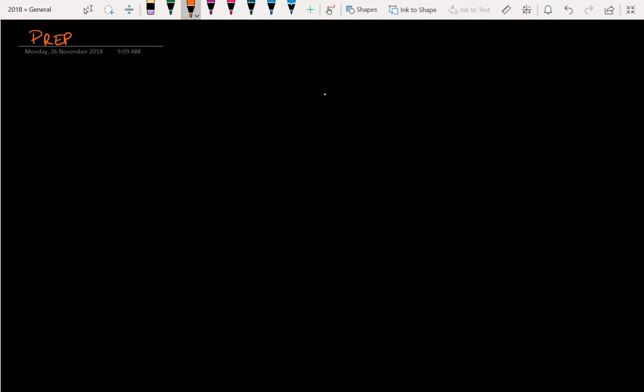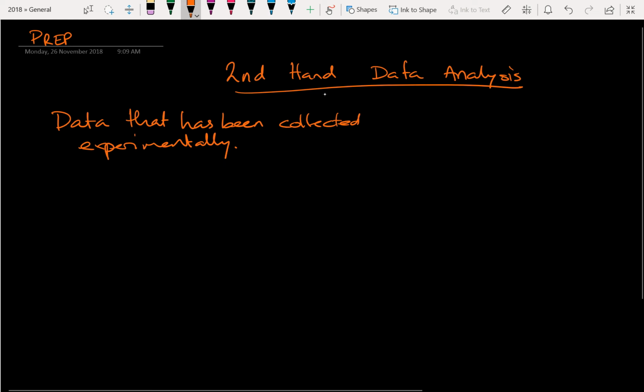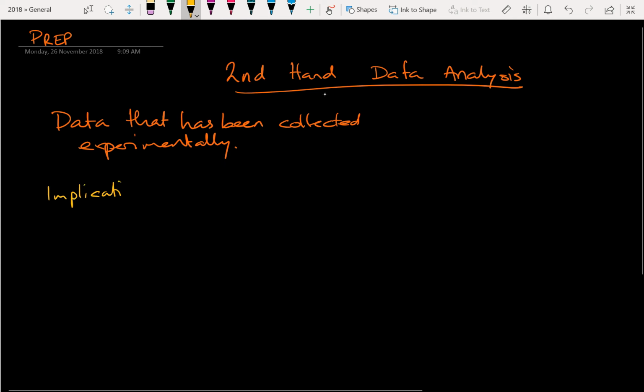All right, chemists. So let's talk about prepping for our secondhand data analysis. So that's what we're doing, right? We're looking at data that's being collected experimentally. What this means is you could be expected to analyze the implications of data. So what does that mean, right? That means like draw conclusions, look for trends.